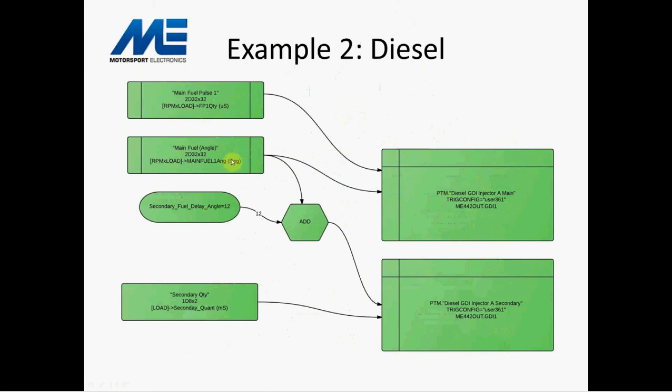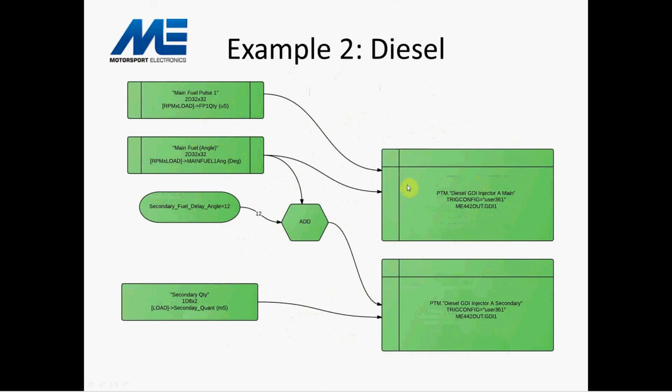Next is the main fuel angle. And this again is looked up because in a diesel it does matter, and we're basing this on RPM and load again, and we're deriving from that a main fuel angle. And so we're passing to this first PTM node a time, a quantity to have the injector open for, and an angle to have the injector open for, and you can see these two passing into each other here.